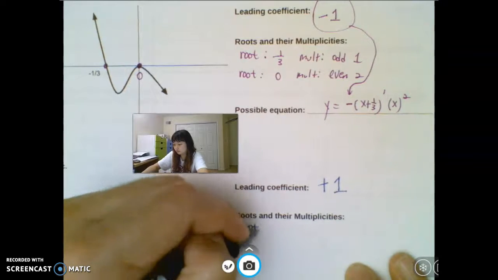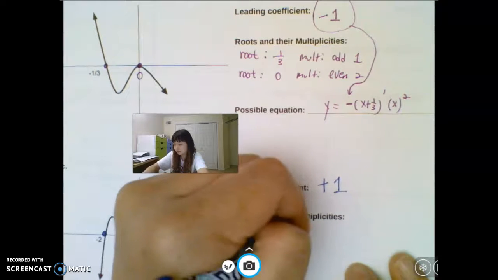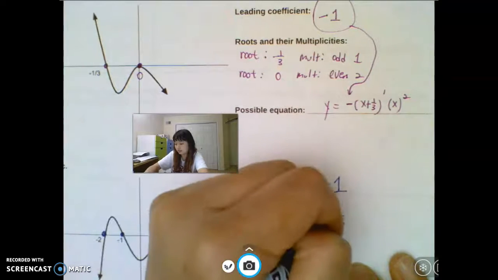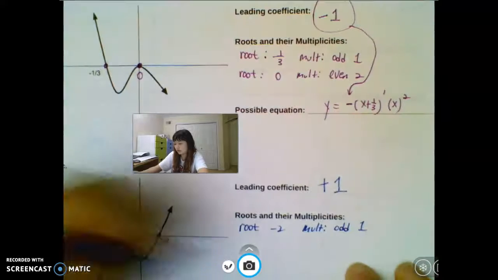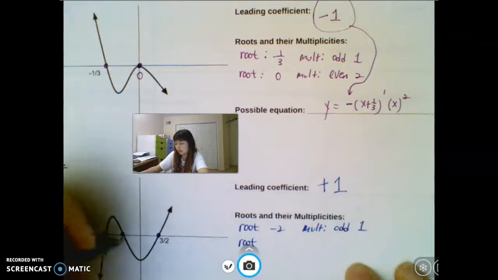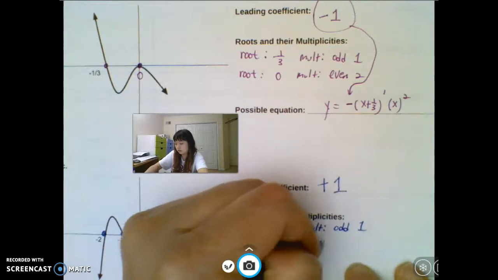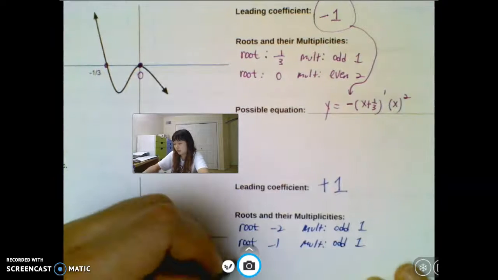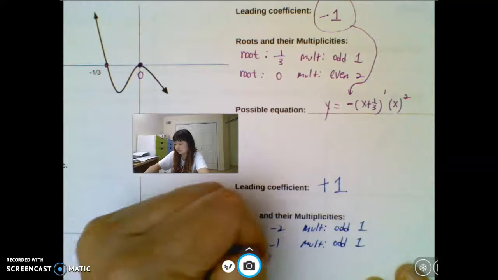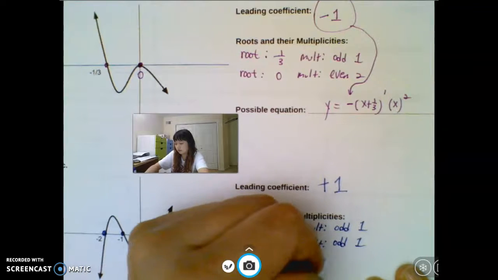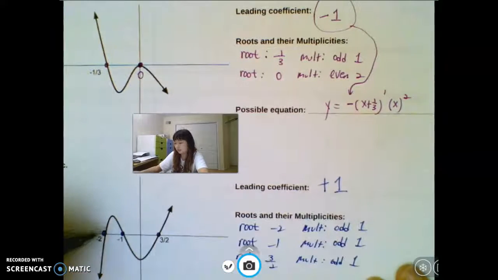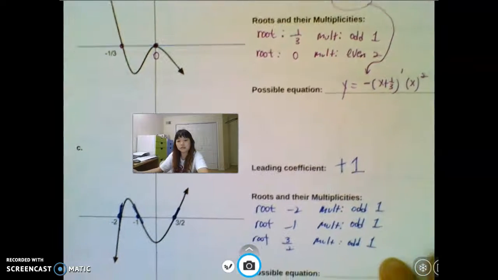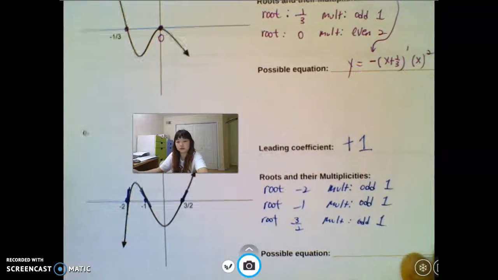So root 1 is at -2. Multiplicity, it passed, so it must be odd. So I'll just put 1. Root at -1, it passed through, so it's odd. So I'm going to put 1. And +3/2, multiplicity, odd. Look, in this case, pass through, pass through, pass through. The graph passes through the roots every single time, so they're all odds.